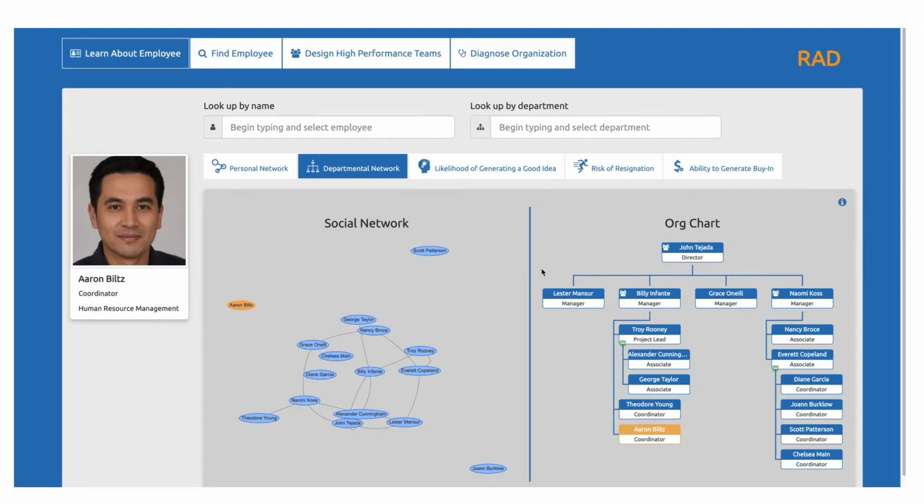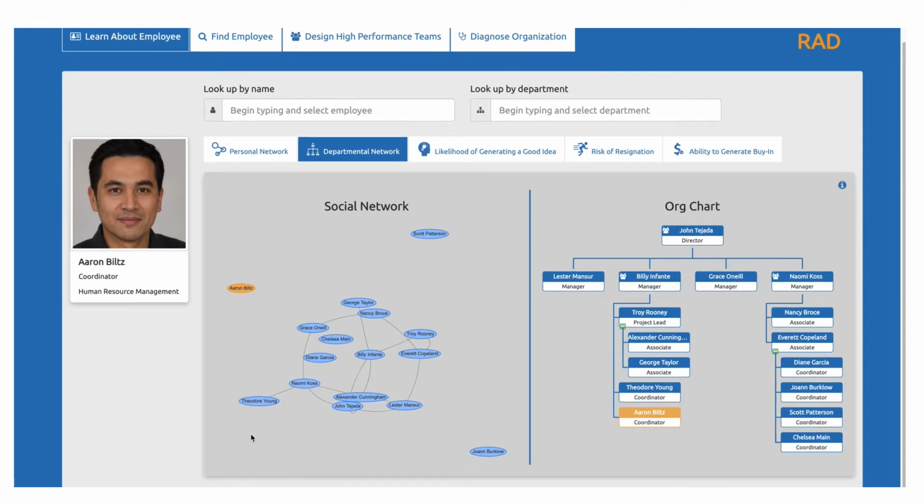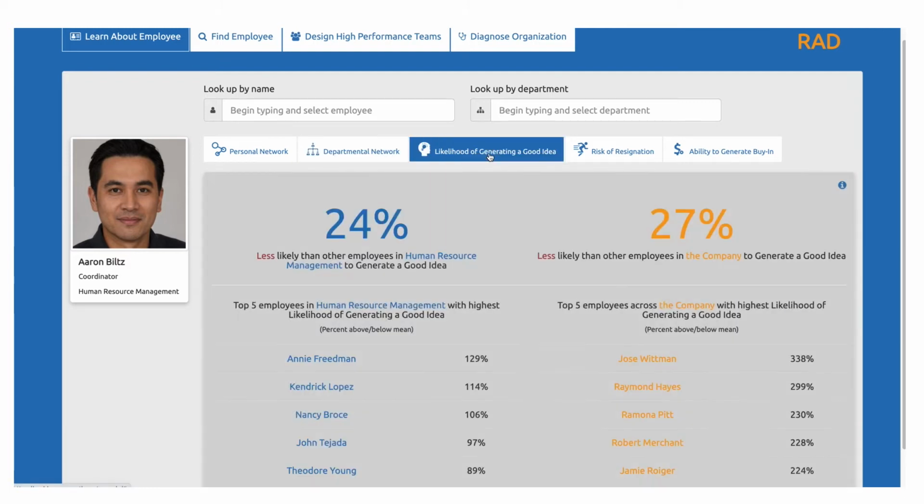Now, on the left, we see his social network that only includes the members of his own department, the Human Resource Management Department. On the right, we see the organization chart of his department and his position. From the chart, you can see he's one of the coordinators, but he does not have many social connections within his own department. Next, we will explore the likelihood of Aaron Blitz generating a good idea.